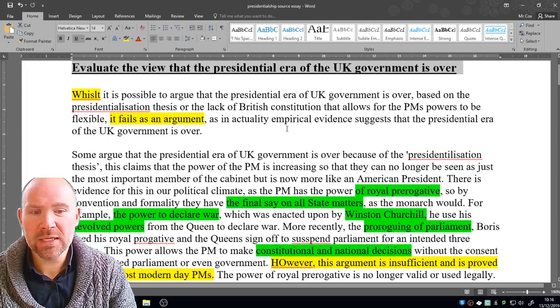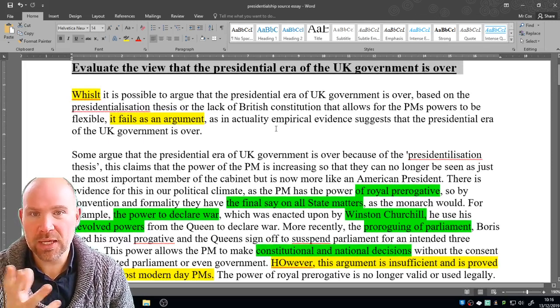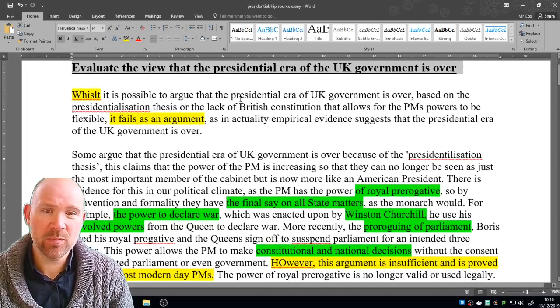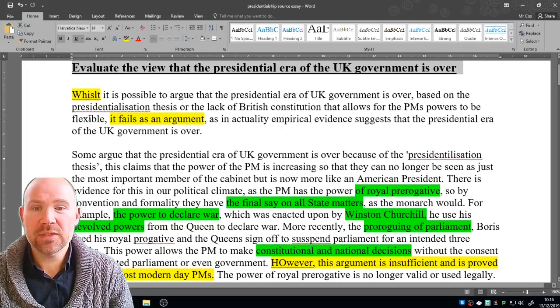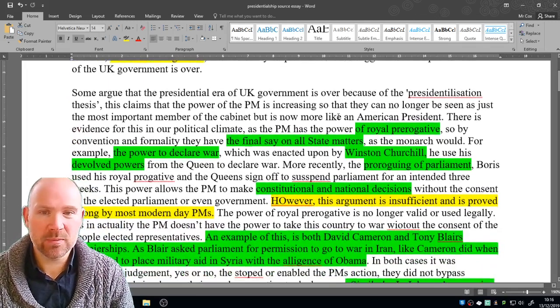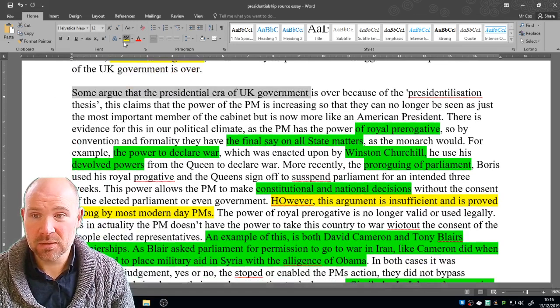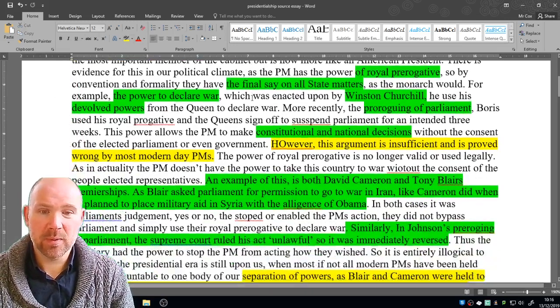So where I've highlighted in yellow, we're talking structure. So let's look at structurally what she's done. We're starting off with a whilst statement. Whilst it is possible to argue blah, blah, blah, this fails as an argument, and in actuality, blah, blah, blah. Great. Then we've got this structure which we talked about in class. Some argue that, blah, blah, blah.